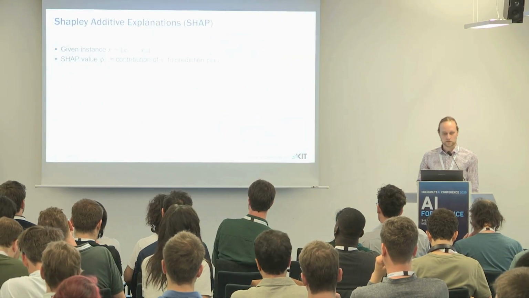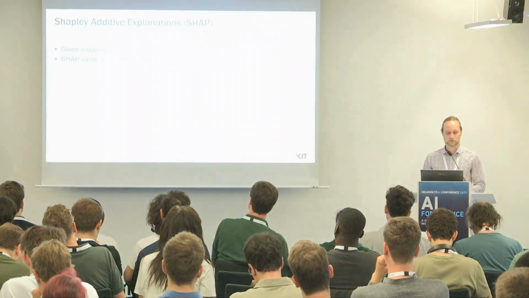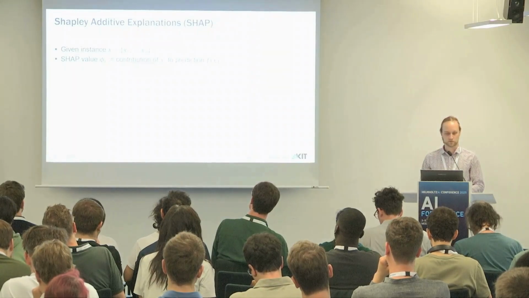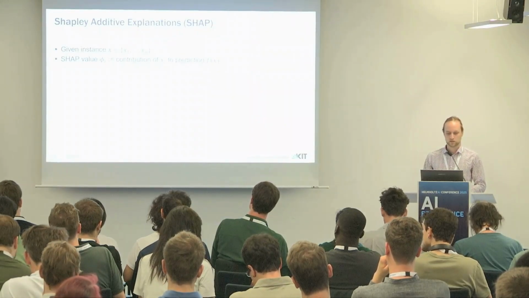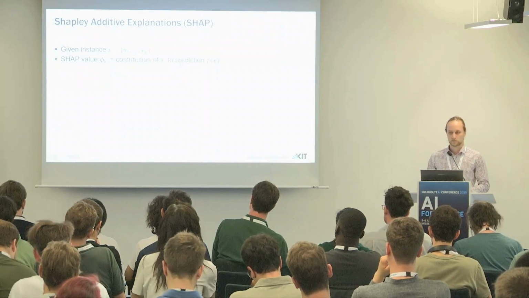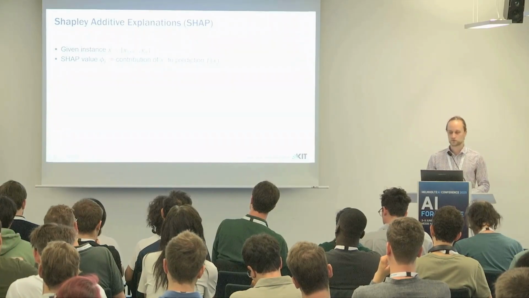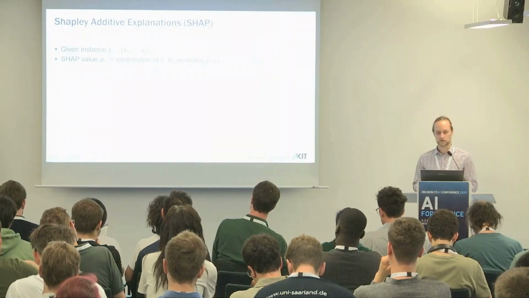Such explanations of machine learning predictions are commonly computed with a method called Shapley additive explanations, or SHAP in short. So here we are given an instance x containing features x1 to xn, and the method assigns a SHAP value phi i to each feature xi, which represents the contribution of the feature xi to the model prediction.